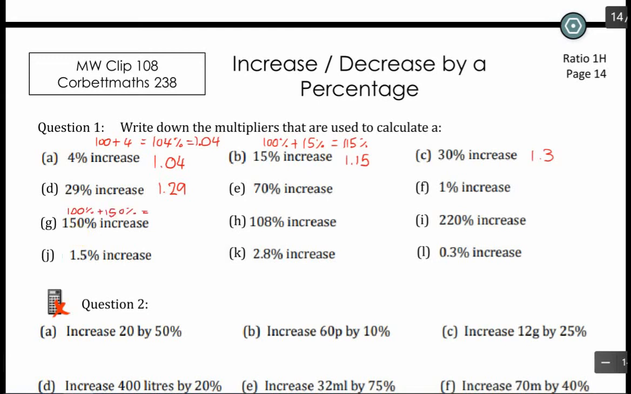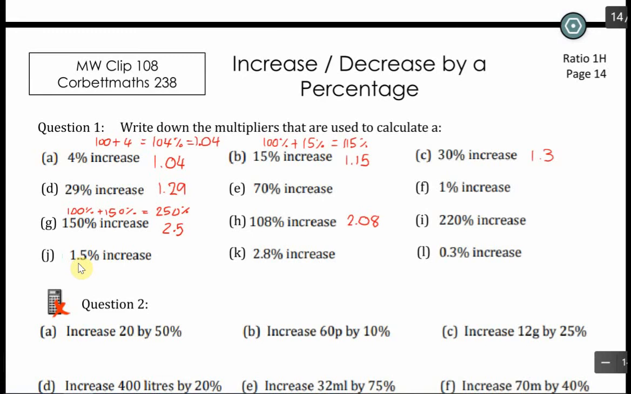I've now got 250% of what I had to begin with, which is 2.5 as a multiplier. Okay, it's double and then 50% again. Same for this one, add it to 100%, we'd have 208, divide by 100 to get the decimal, so 2.08. Okay, I'll fill in the rest. Actually, I'll just go through some of these decimal ones first.